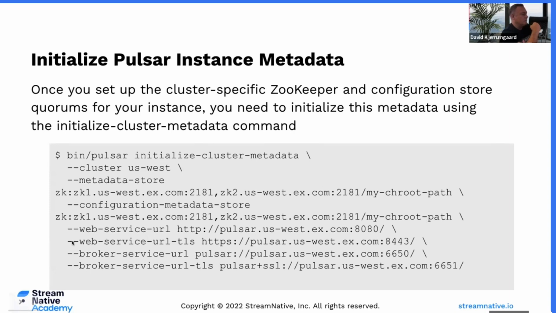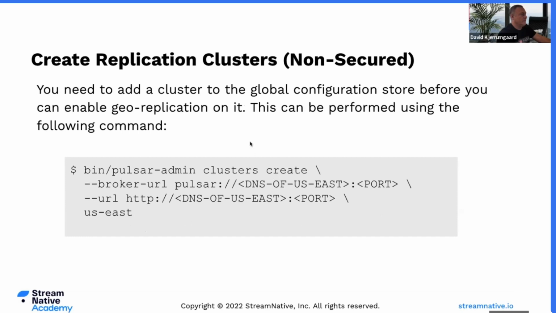This is where my web service is. This is my TLS encrypted web service. This is my broker endpoint, et cetera. You initialize all this cluster metadata. This is information that has to be stored in that global ZooKeeper instance so that if we want to replicate to the US West cluster at some point, we know how to connect to it. This is the metadata that tells us, okay, this is how you connect to this endpoint. This is this cluster. This is the metadata store that we're connecting to. So this is a key component, and you do this for every single cluster in the instance itself. So you have to identify that information.